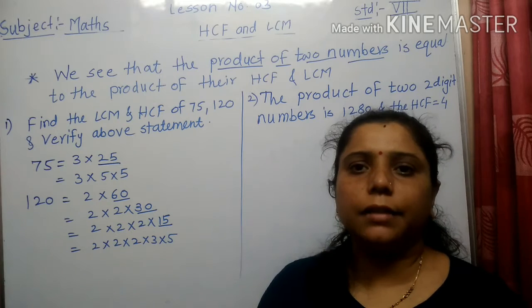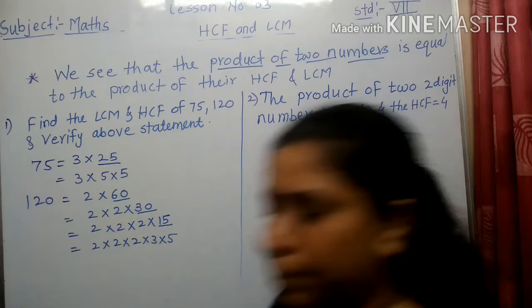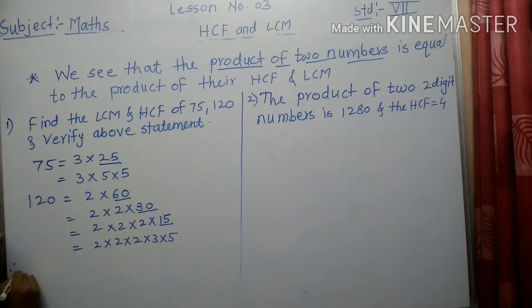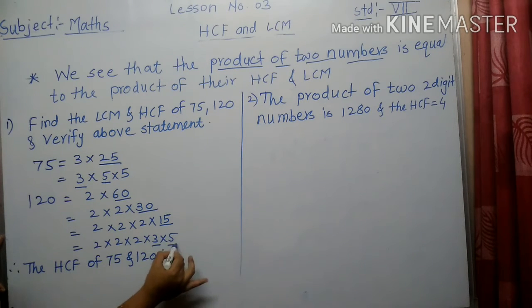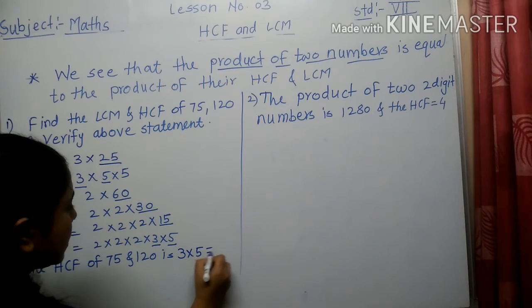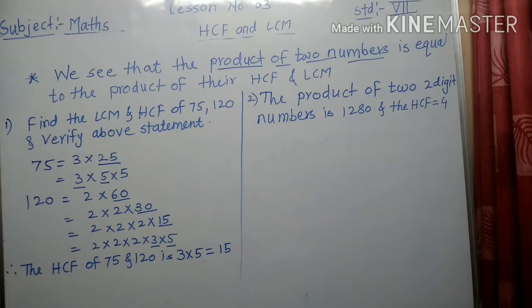Now, for finding the HCF, you have to take the common factors from both the numbers. Therefore, the HCF of 75 and 120 is, first I will underline the common ones: 3 and 5. So 3 into 5 equals 15. This is our HCF.